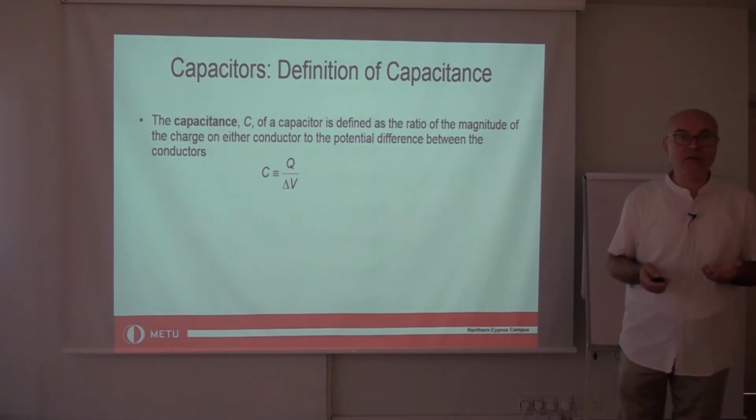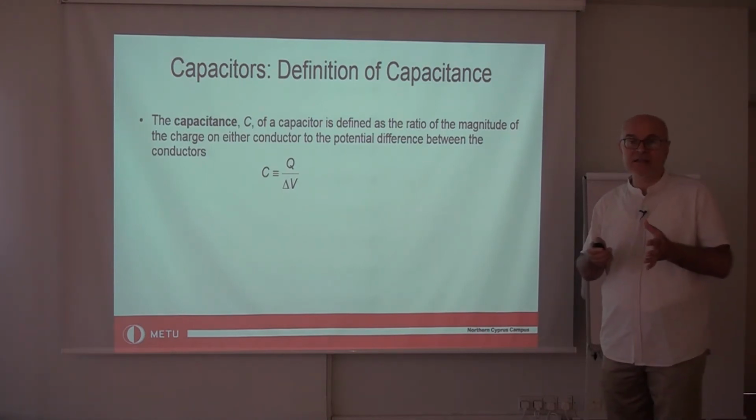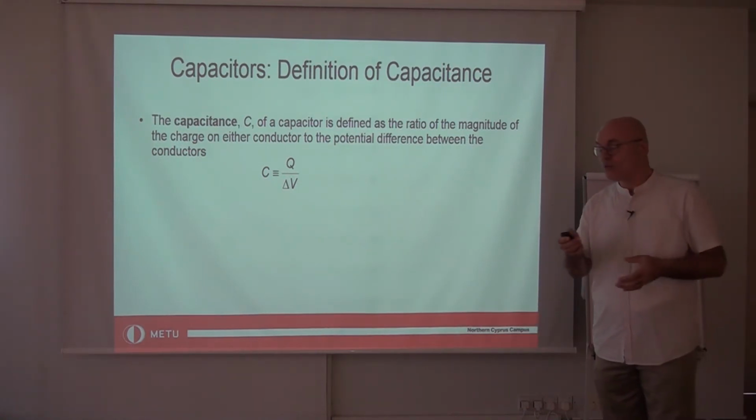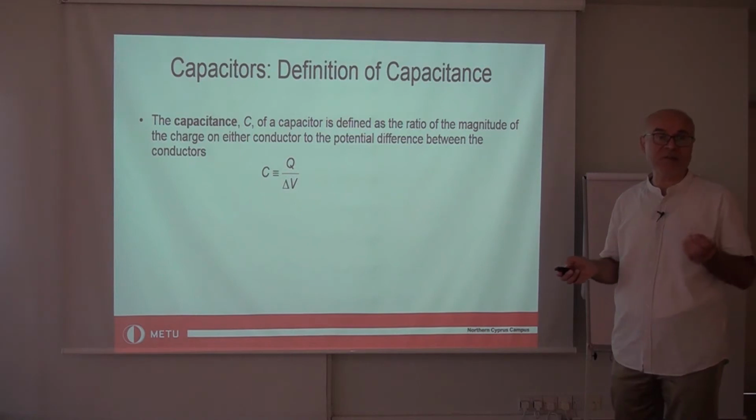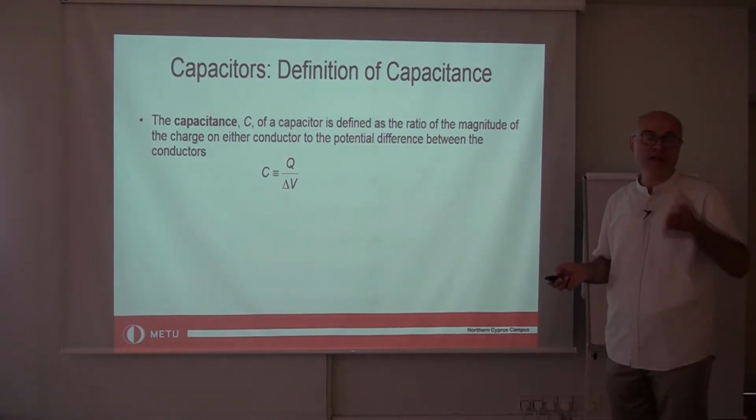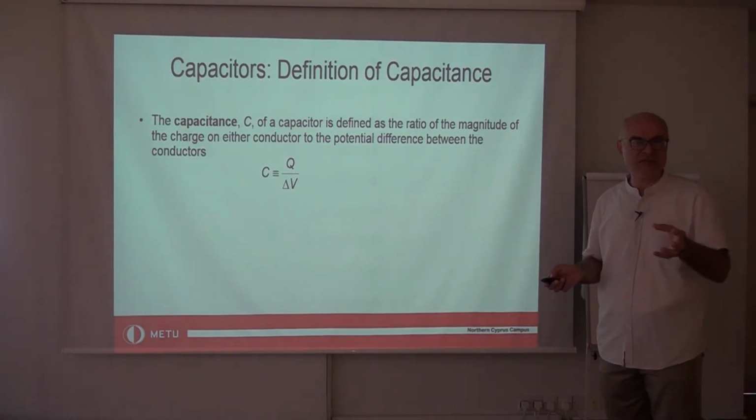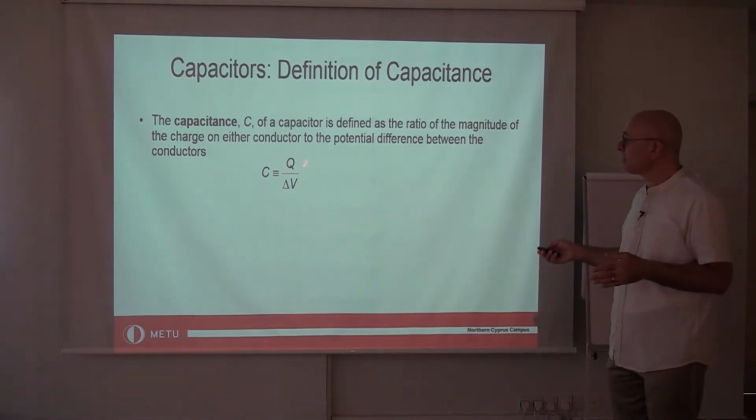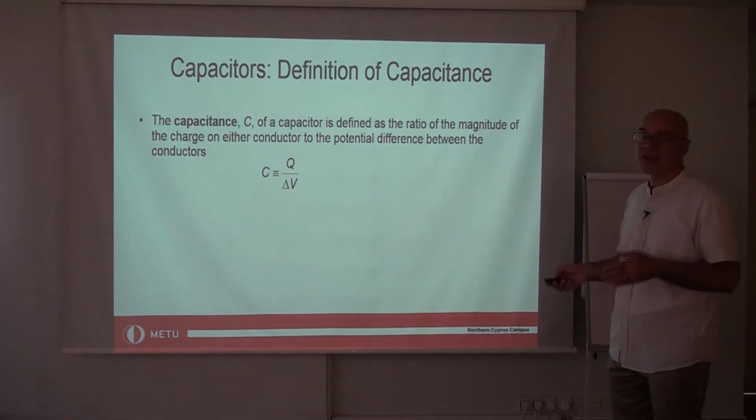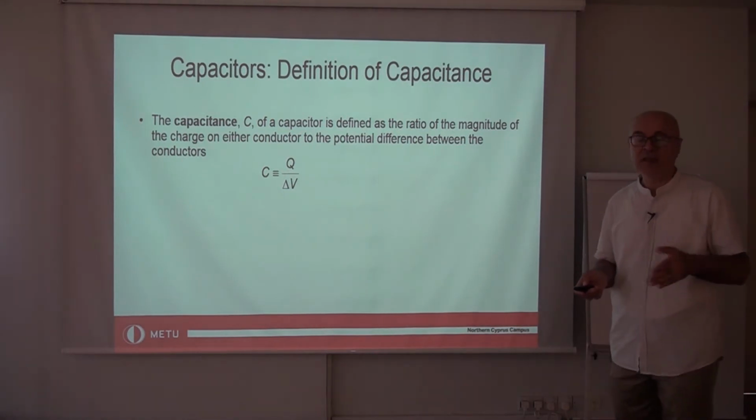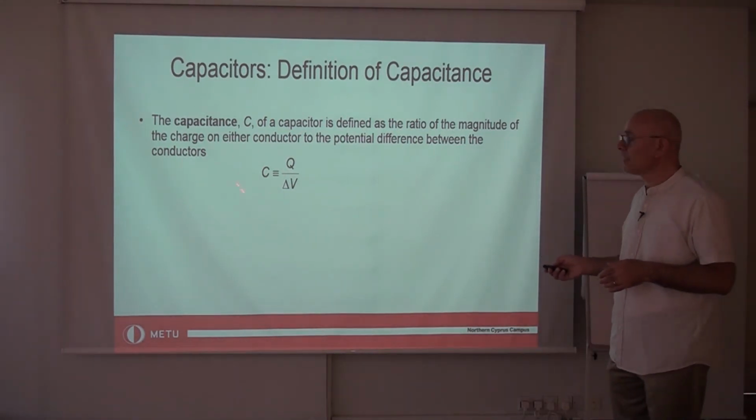Now, since these 2 conductors carry a charge, and there is a potential difference here, we can define the capacitance. We define the capacitance for a capacitor by saying that the capacitance is the charge Q, the absolute value of the charge on one of them, divided by the absolute value of the potential difference between them. We take the charge as positive because it's the same, positive or negative, here or there. And this quantity is the capacitance in this case.